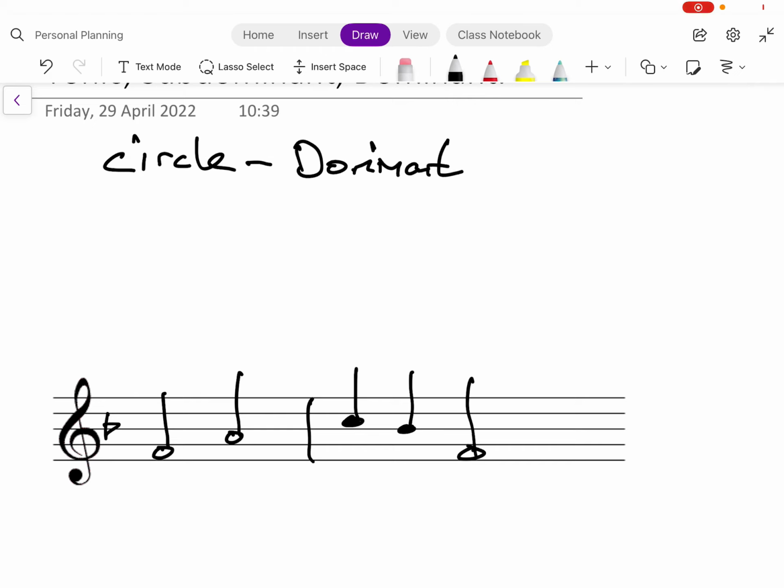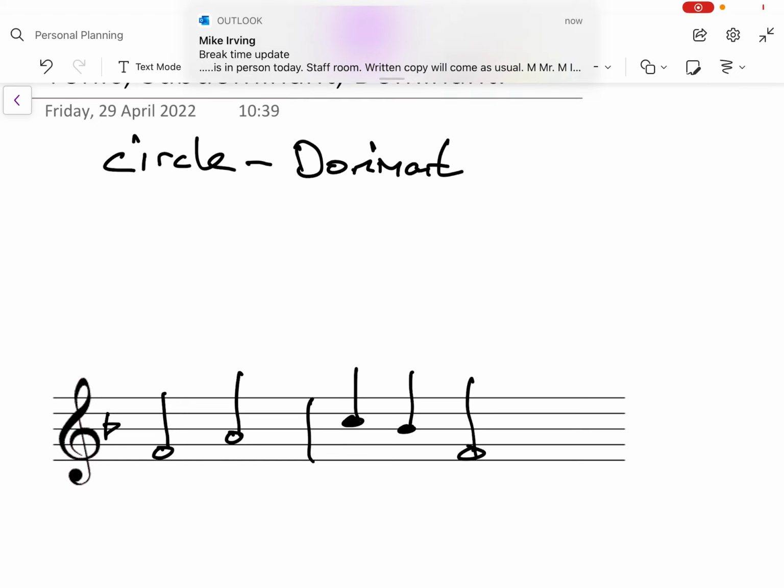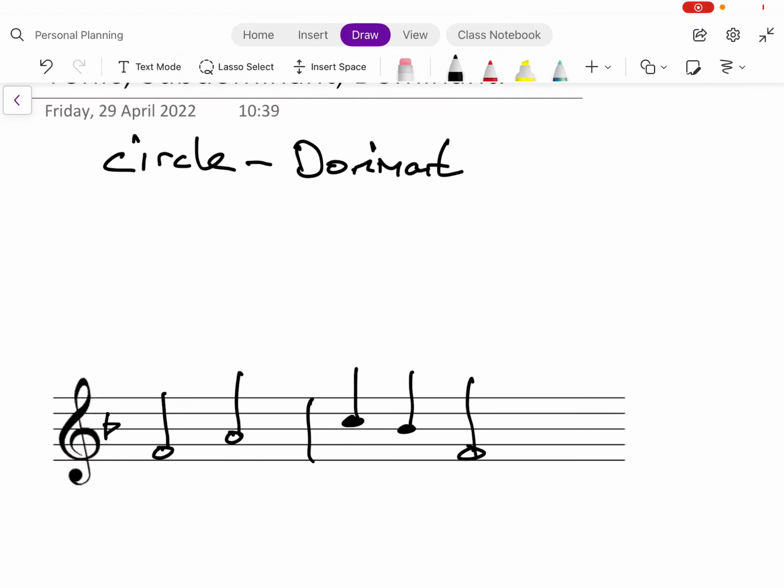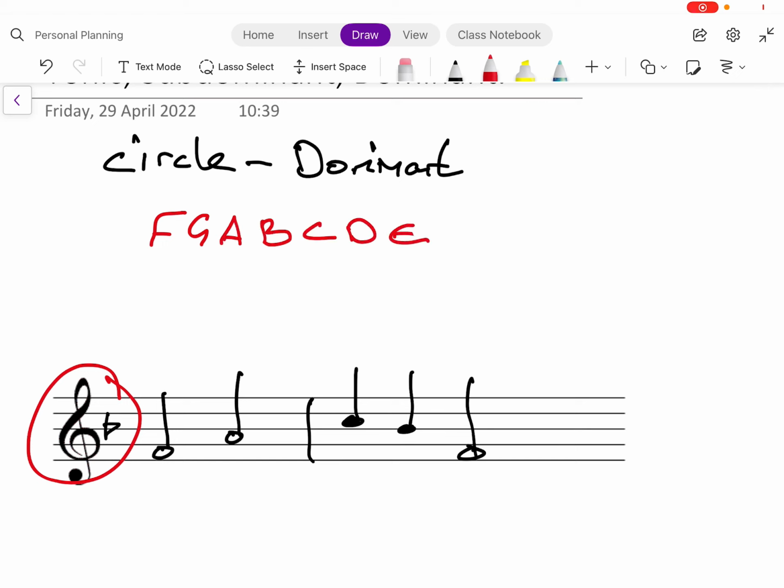Okay. So again, first thing I do is I look at the key signature and I work out what key it's in. So let's say I listen to it and it's major. That would mean that this is F major. So I'm going to write out the F major scale. So let's do that. We're writing the notes from F to F. So F, G, A, B, C, D, E, F.